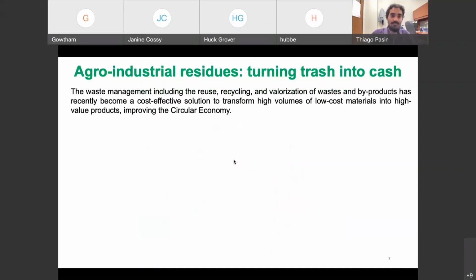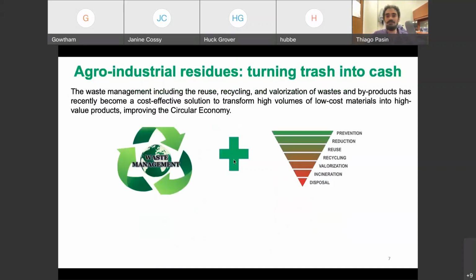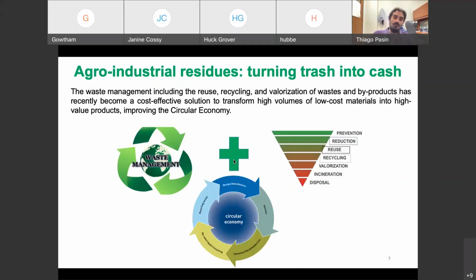So the agro-industrial residues can be turned from trash into cash. How? Waste management, including the reuse, recycling, and valorization of wastes and byproducts, has recently become a cost-effective solution to transform high volumes of low-cost materials into high-value products, improving the circular economy. So we have agro-industrial residues that can be managed by reducing, reusing, recycling, improving the circular economy.